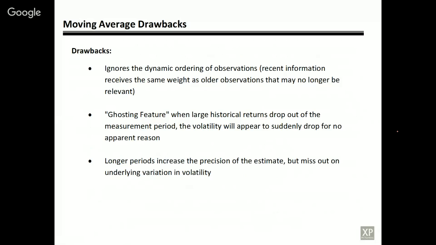And this occurs when large historical returns, think of the financial crisis, large negative returns, or what followed after that, large positive returns, drop out of the measurement period, and the volatility will appear to suddenly drop or increase for no apparent reason. And another drawback is that we can avoid this with longer periods, but longer periods increase the precision of the estimate, but it misses out on the underlying variation in the volatility that occurs over shorter time horizons.